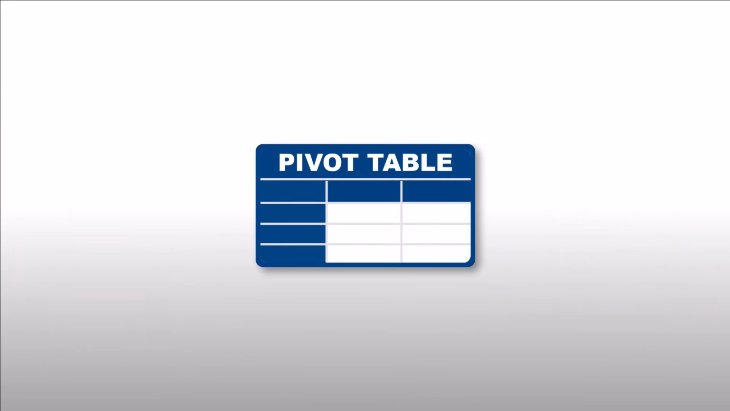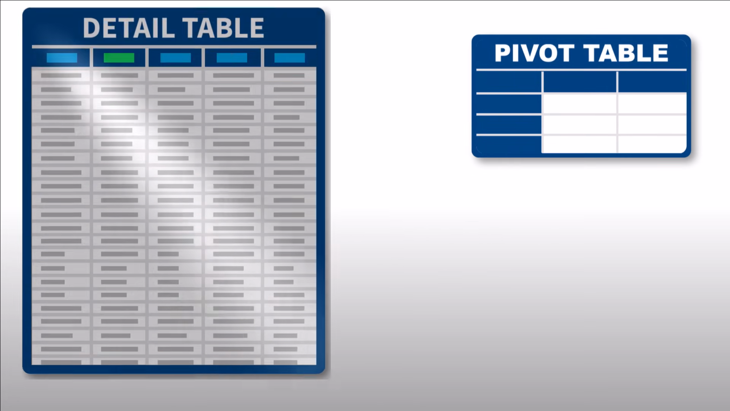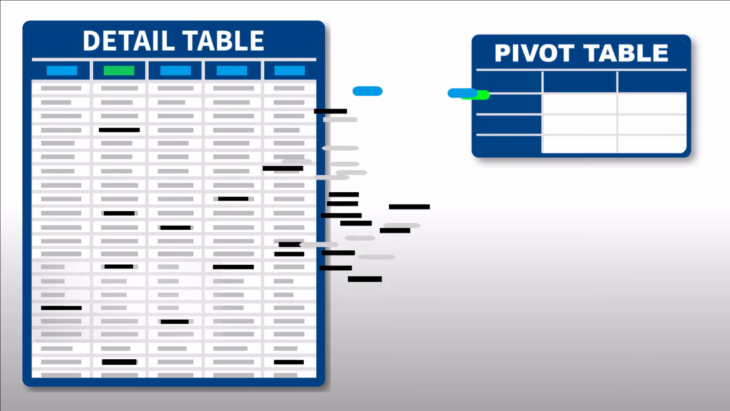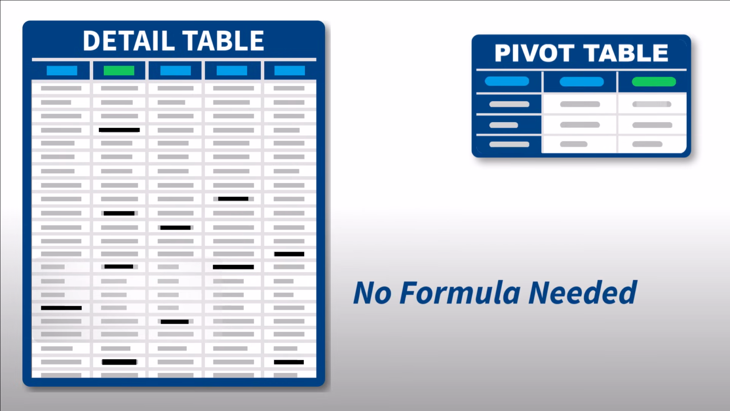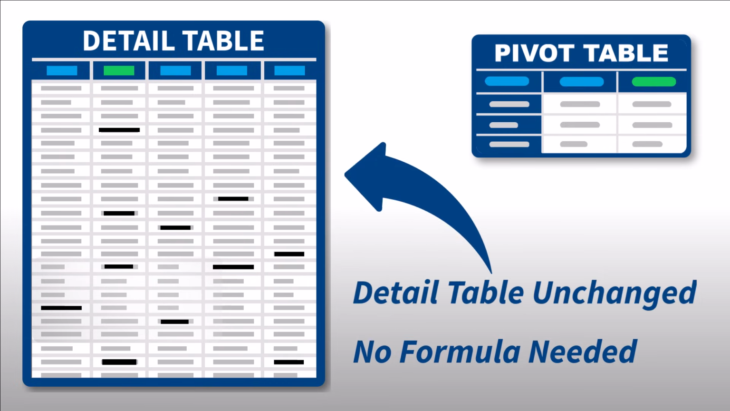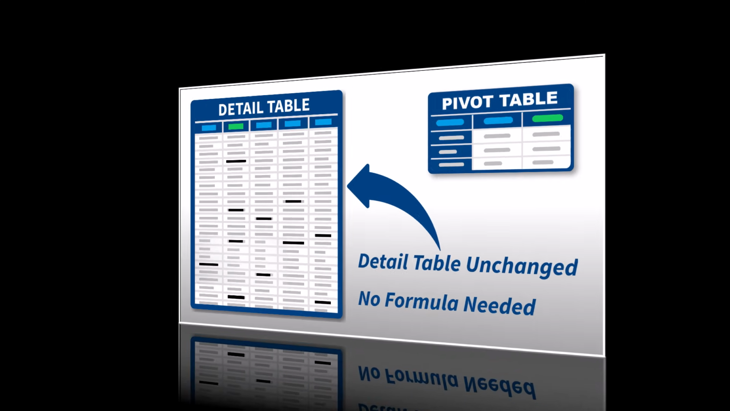First, let's define it. A pivot table is a special table that helps you quickly summarize and organize a detailed table or tables in any way you want, without using formulas, and without changing the original table. It'll all make sense in the next few minutes.